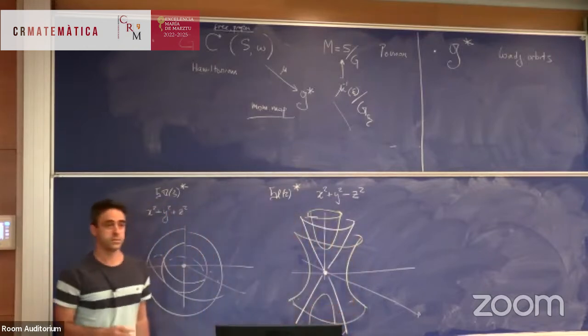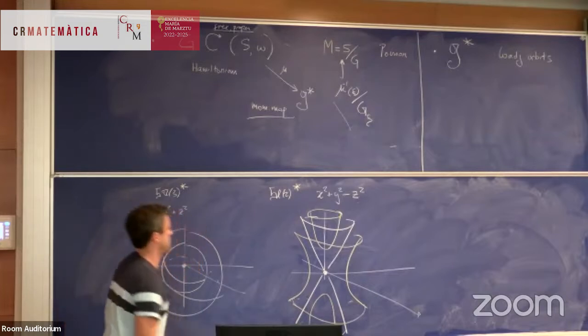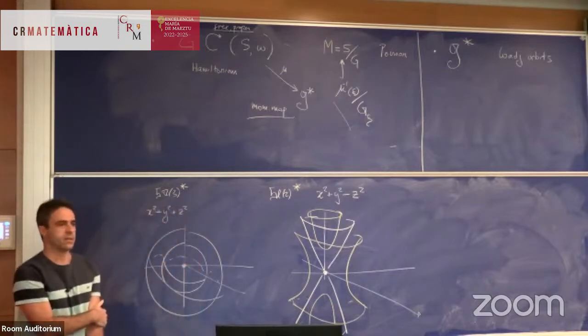Sorry about the drawing. I'm making an effort here. So that's how the symplectic leaves look in this case. These are the coadjoint orbits of SL2.